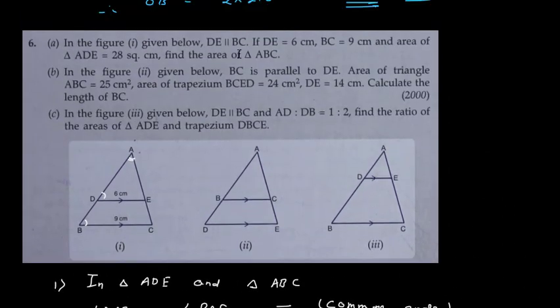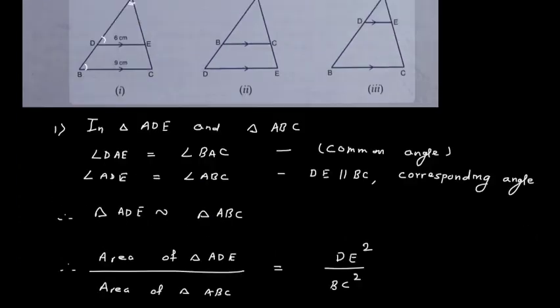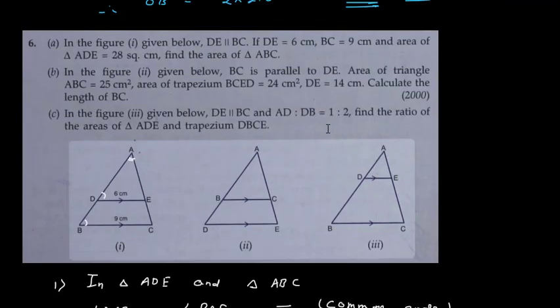Okay, so we had to find the area of triangle ABC, and the area of triangle ABC is 63. The next question is in figure 2. In figure 2 given below, BC is parallel to DE. The area of triangle ABC is 25 centimeter square. The area of the trapezium is 24 centimeter square. DE is given as 14. We have to calculate the length of BC.